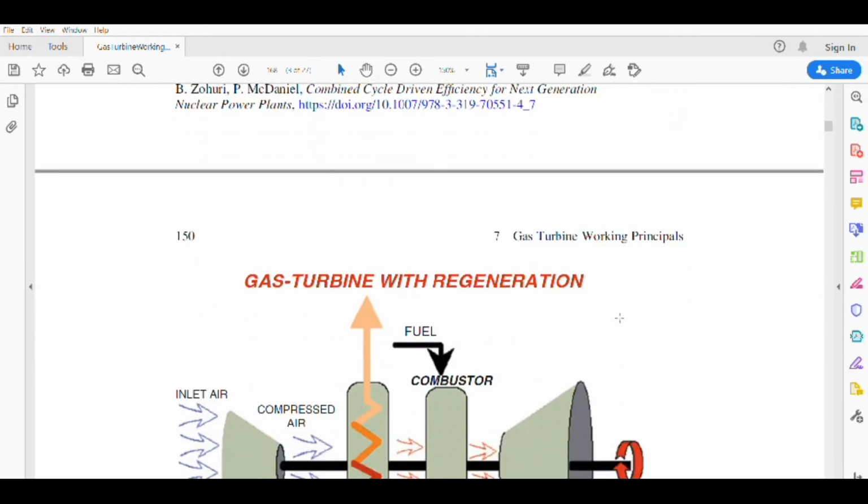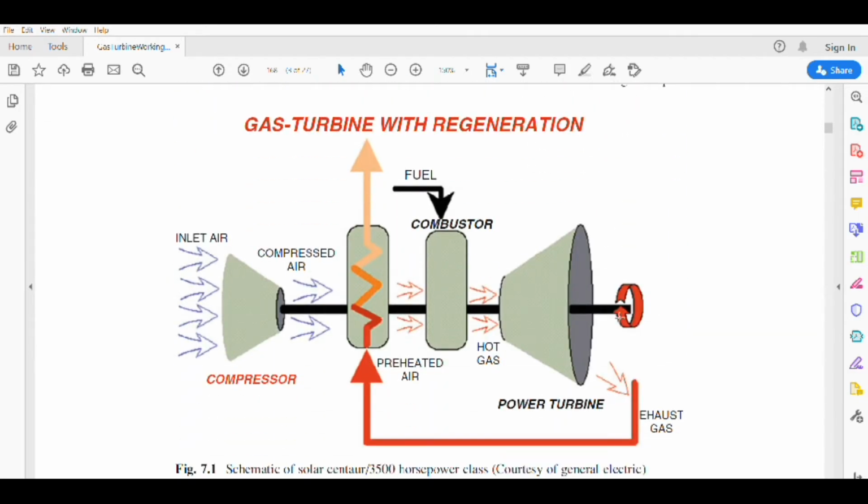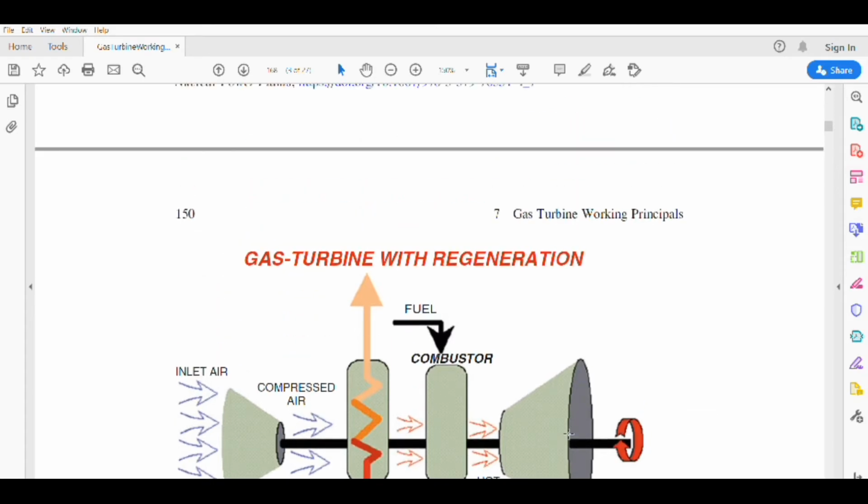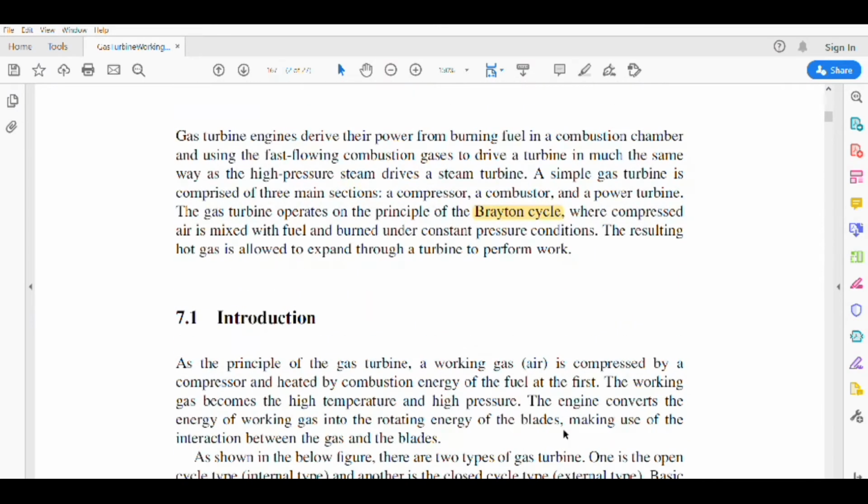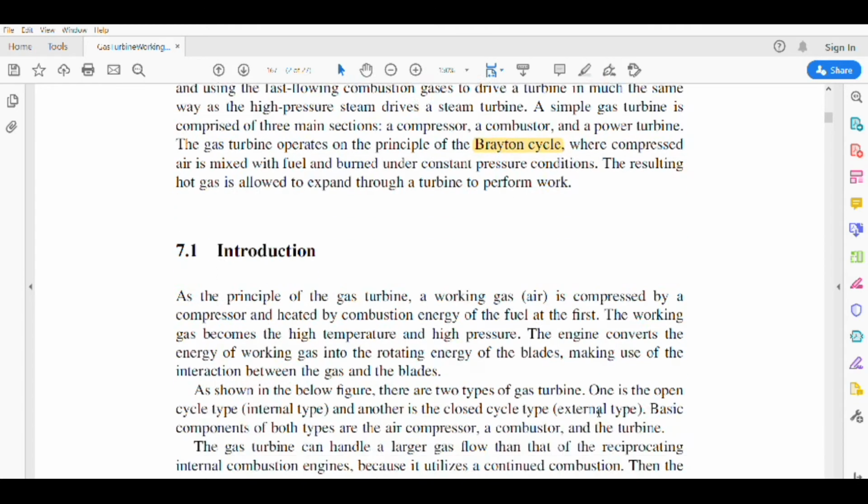Here you can find the schematic gas turbine with the generation diagram. Here are the inlet air, compressed air, compressor, preheated air, hot gases, combustor, fuel, power turbine, and exhaust gas. So as we discussed, it uses the power of fuel and runs the turbine.